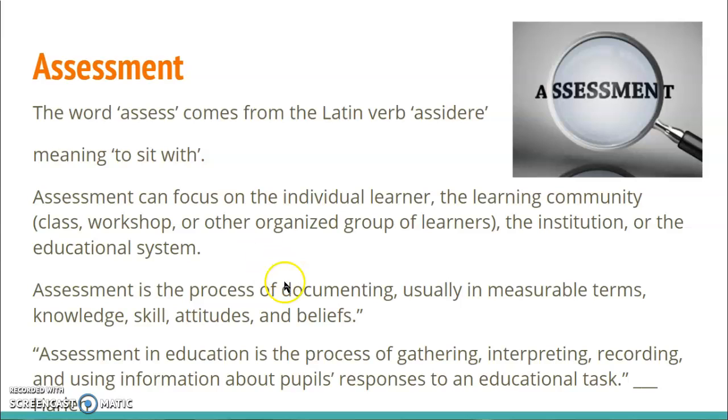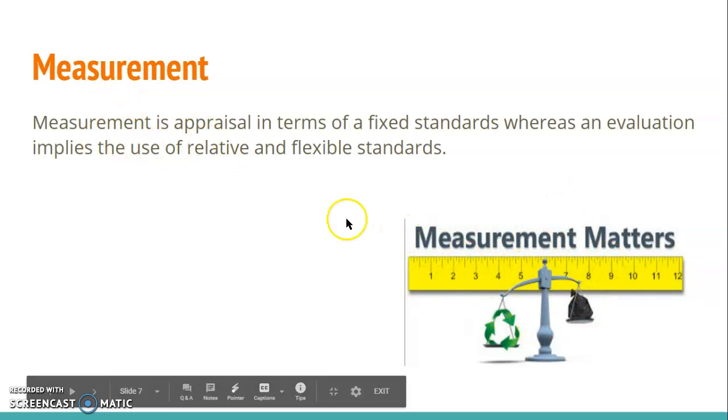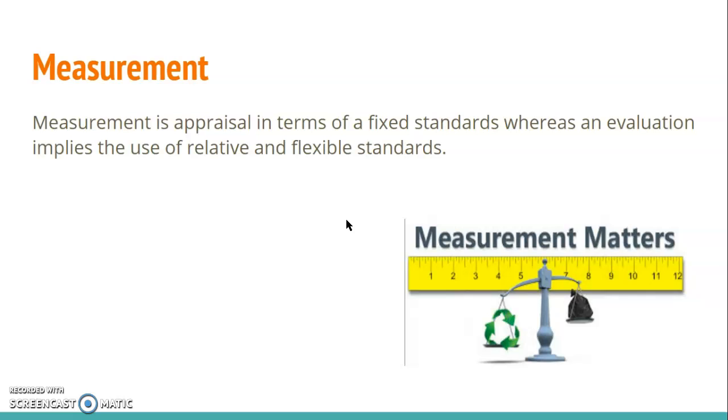The next one is measurement. So what is measurement? It is appraisal in terms of fixed standards, whereas evaluation implies the use of relative and flexible standards. You can make out from the measurement, it means the numbers. Yes. So in olden days, what we used to do is we used to get numbers. We used to get percentages. Nowadays, you can see the students in 10th grade and they talk about grading, like A grade, A plus grade, B grade. So the measurement talks about the numbers, whereas the evaluation talks about the quality.